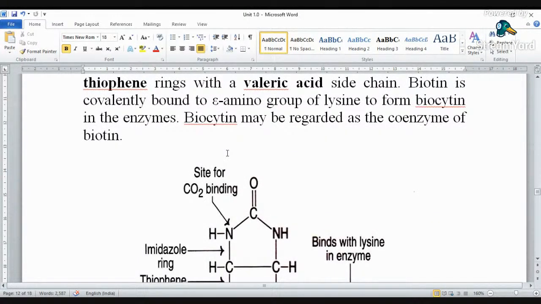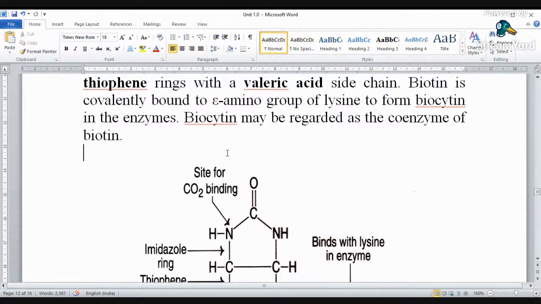Biotin is covalently bound to the epsilon amino group of lysine to form biocytin. Biocytin is the coenzyme of biotin.